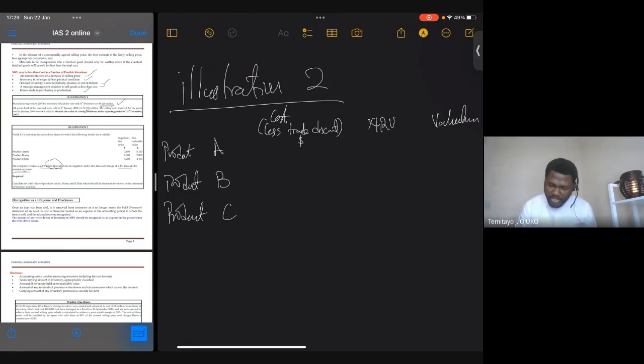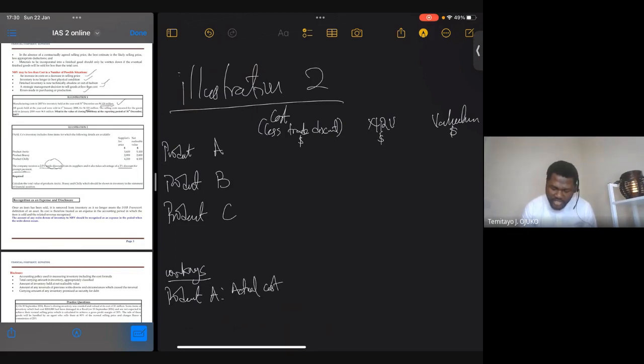So let's put the currency on top of it. Now, product A, let's look at it. What is the cost that was given to us for product A? Let me just have a workings here that will help us. Product A.